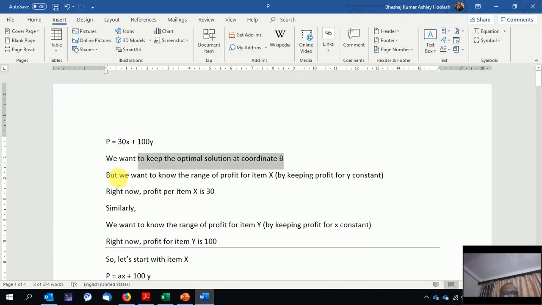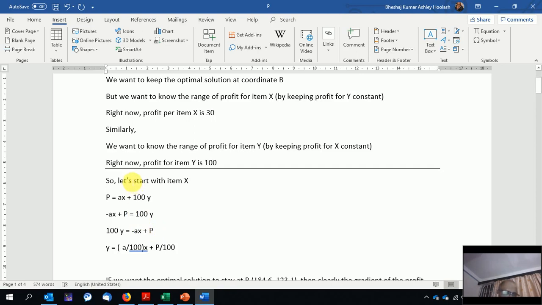All right, so this is what I've said here. We want to know the range of profit for item X. Right now the profit is £30 per unit, and similarly we want to find the range of profit for item Y. To do this, we have to keep the profit for item X constant, and that should be Y, capital Y. Right, so this is what we want to do.